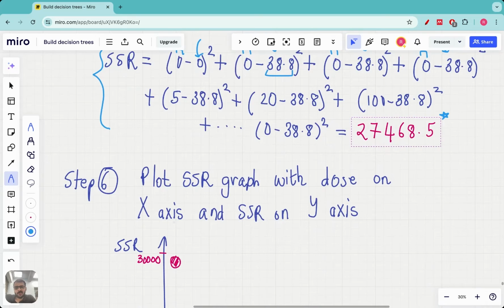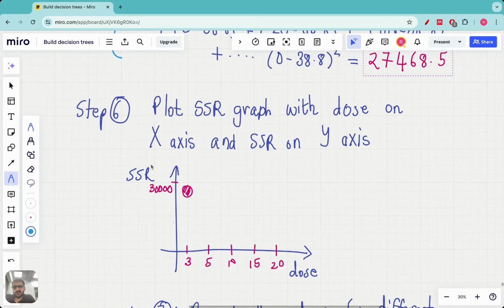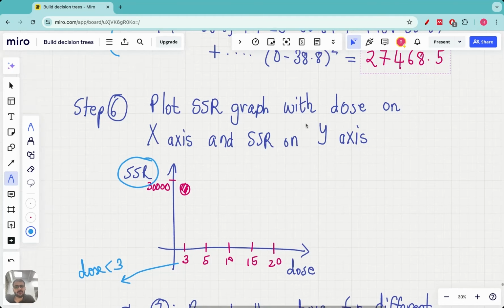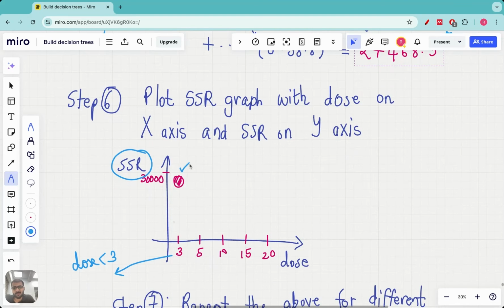So before doing that, first we plot a graph. On the y-axis of this graph, we have the sum of the squared residuals, which is also called SSR. And for the x-axis, we have the dose threshold. So currently we are starting with a dose threshold of 3, right? Which means that we are starting with dose less than 3. And for this, the SSR value is 27468.5. That has been plotted over here.